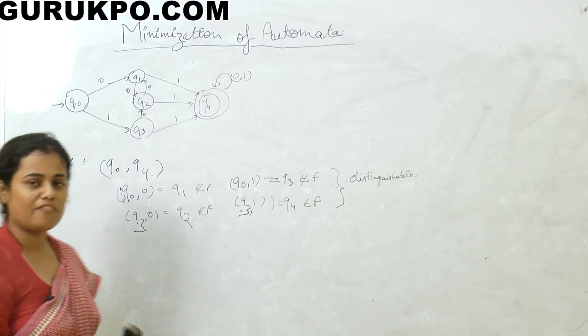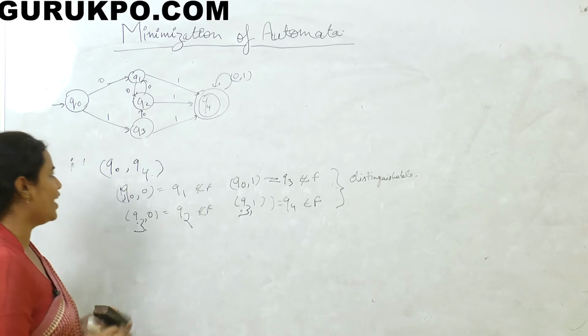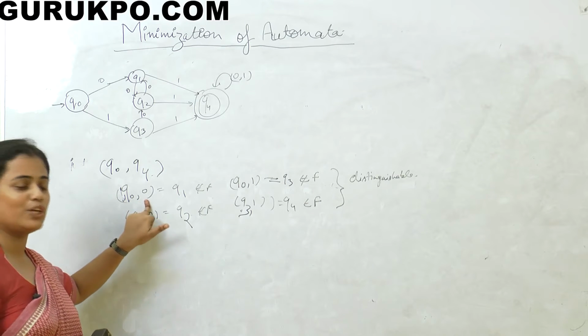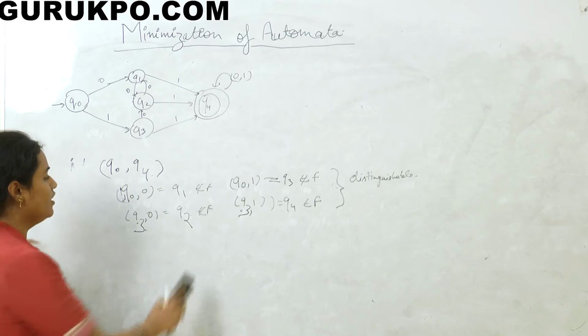You have to check again for Q4. Then what will you do? Again you will give the input. At Q0 you are giving the input 0, and you reach the state Q1.